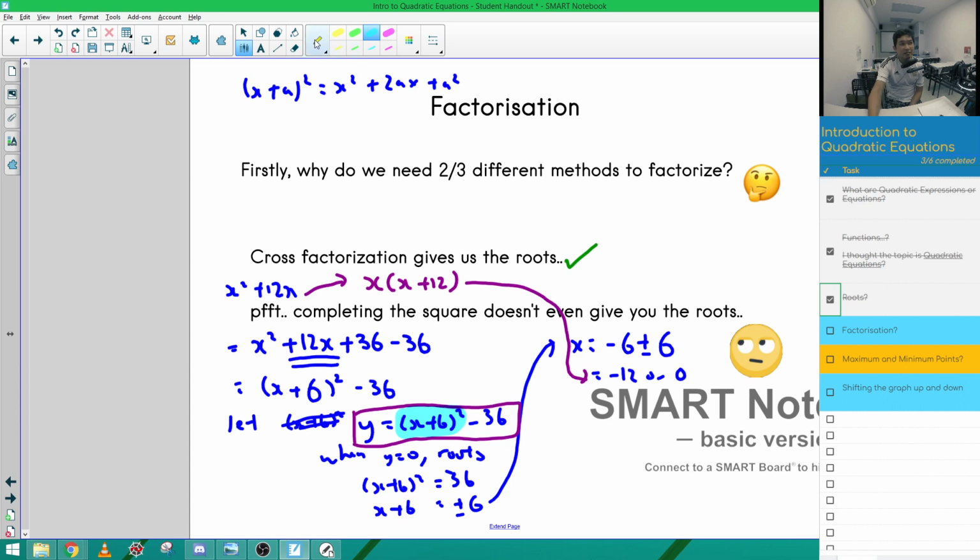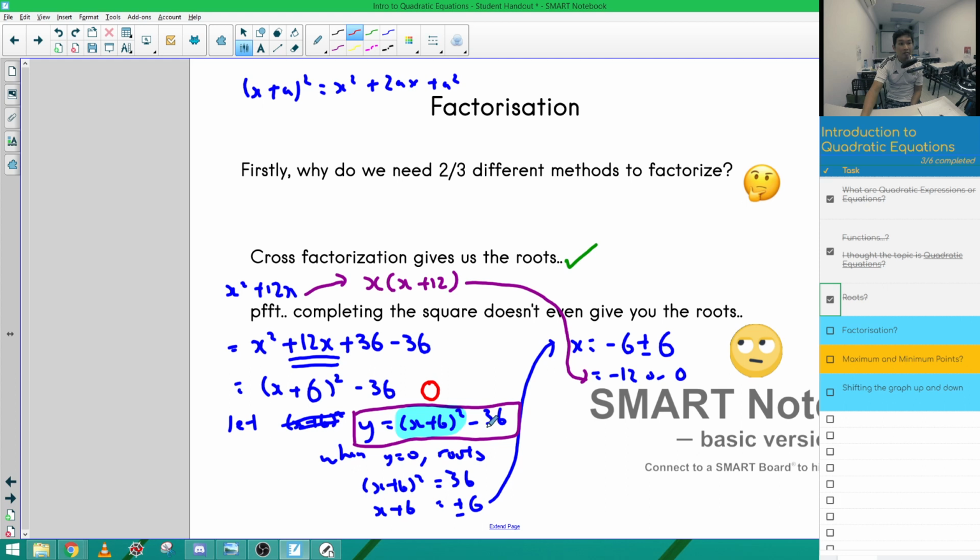Can it be negative? Is it possible to have a negative value? And the answer is no, because if you take any number, even a negative number like negative 5, and you square it, you get a positive number. So there's no way this light blue thing can be negative. If it cannot be negative, what is the lowest number that it can go to? It would be 0, isn't it? The lowest possible value is 0.